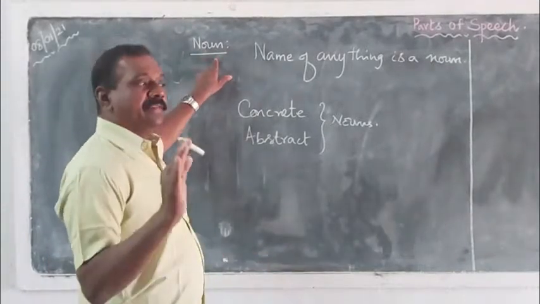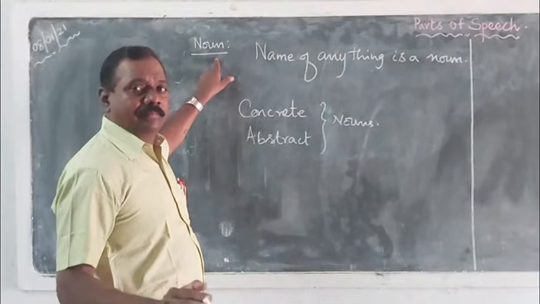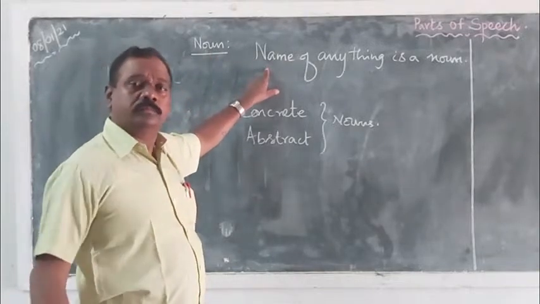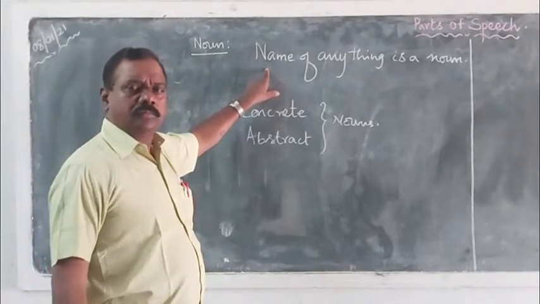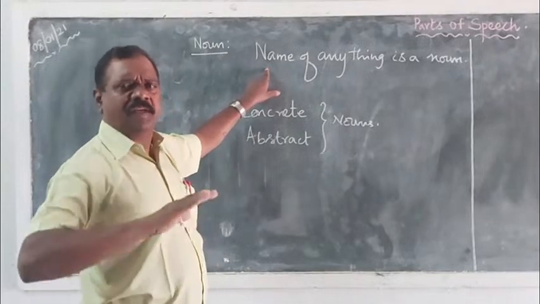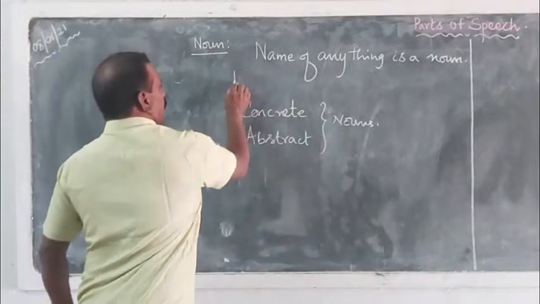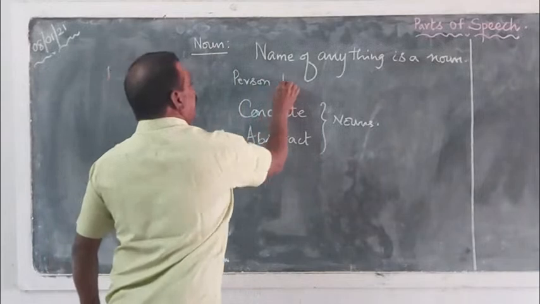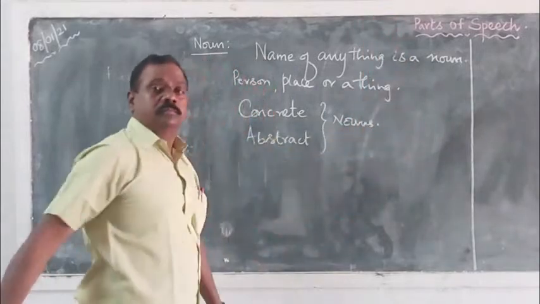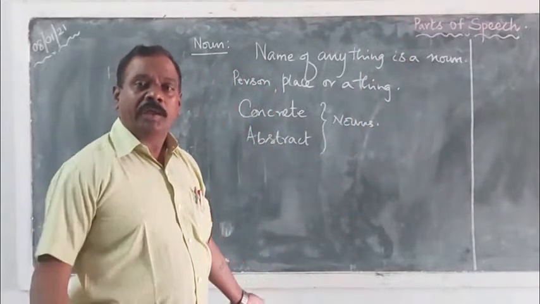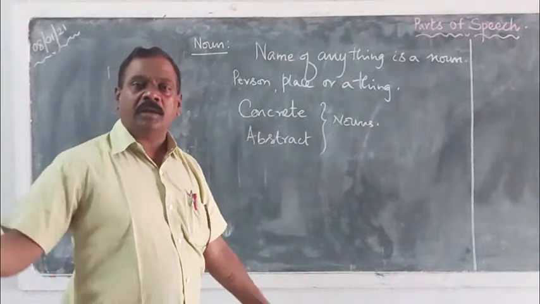See, first let us see what is a noun. I have already told you noun is a word. Okay? But what is this? Name of anything is a noun. The simplest definition is name of anything is a noun. Noun is a naming word. Very simple. Noun is a naming word, that's all. Name of a person, place, or a thing is a noun. For example, boy, a noun. Table, a noun. Child, a noun. Man, a noun.